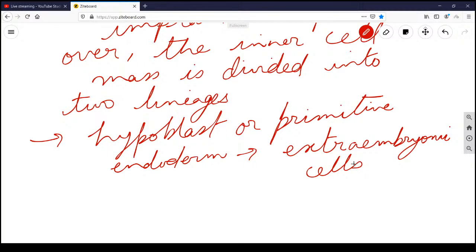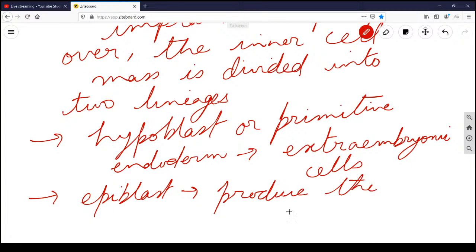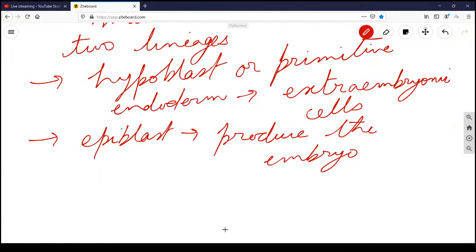So the inner cell mass, how will it form both? It will divide into two: the hypoblast, or primitive endoderm, which will produce the inner layers of the placenta, and the other one, known as the epiblast, which will produce the cells of the embryo itself. Always keep this in your mind. It will produce the embryo.